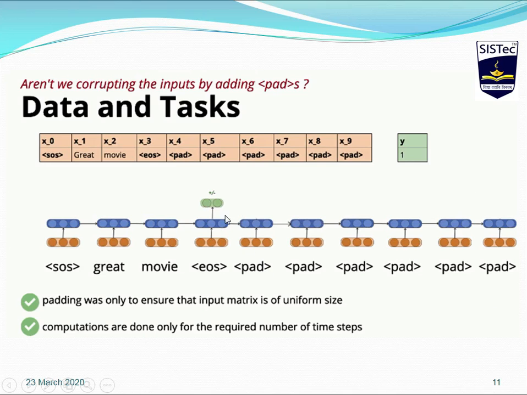So we can say that padding is mainly used to make the input matrix of uniform size. Computation is done only for the required number of time steps. So in this case, computation is starting from this to this only. These layers are not used for the computation of the output.